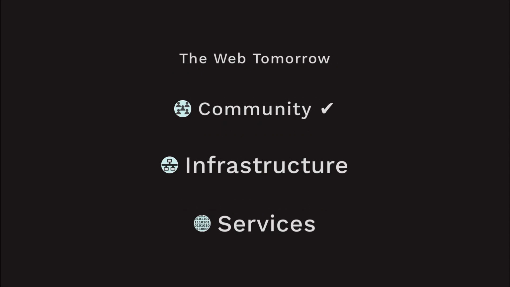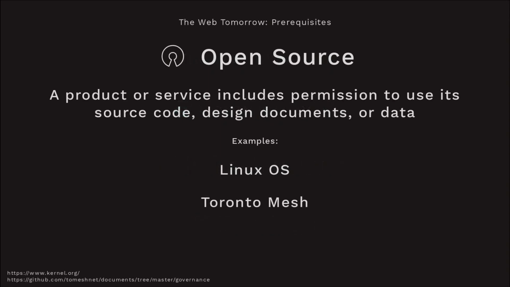So that covers community. Before I go into infrastructure and services, to better understand the ideas behind tomorrow's technologies, there are three terms that I need to explain. The first one is the concept of open source. Open source means the data of any given product or service is available for study, analysis, and in many cases, even modification.